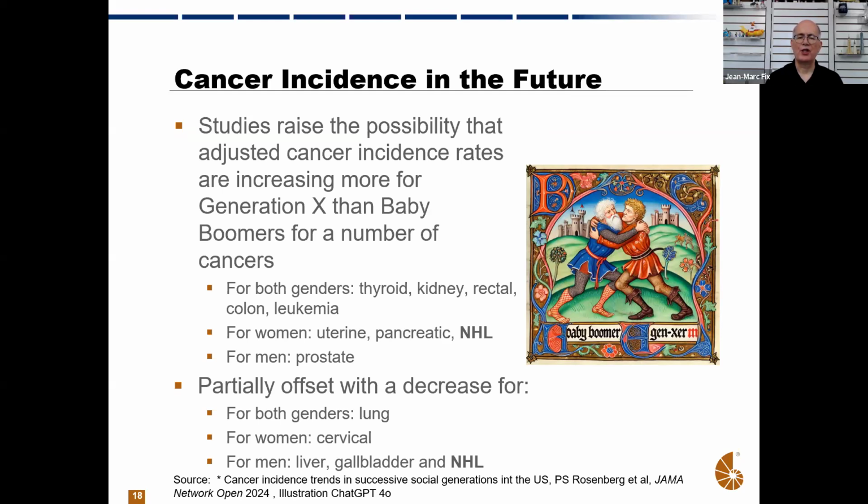So in this case, Generation X and baby boomers. For both genders, thyroid, kidney, rectal, colon, and leukemia have increased. For women, uterine and pancreatic have increased, as well as non-Hodgkin's lymphoma. For men, prostate cancer has increased. It's not all increase. We've seen a decrease for both genders in lung, for women in cervical cancer, and for men, liver, gallbladder, and non-Hodgkin lymphoma.